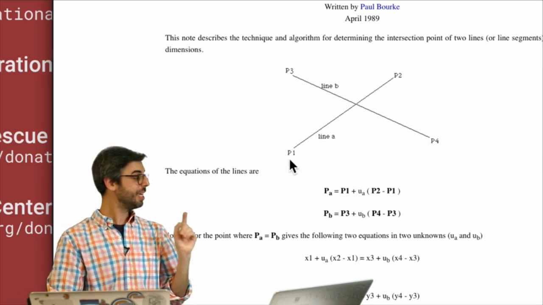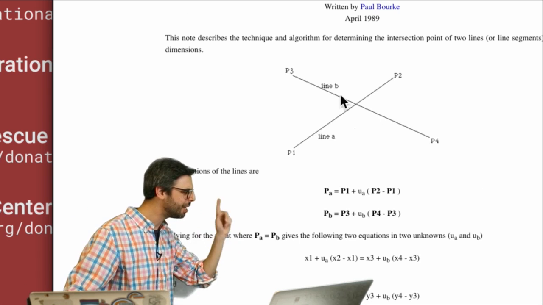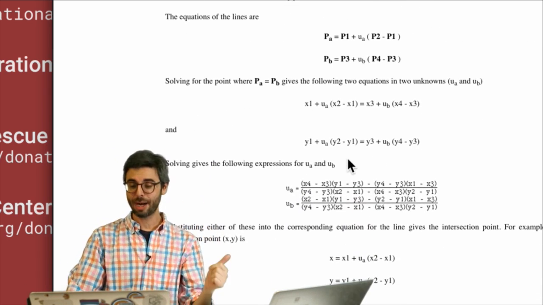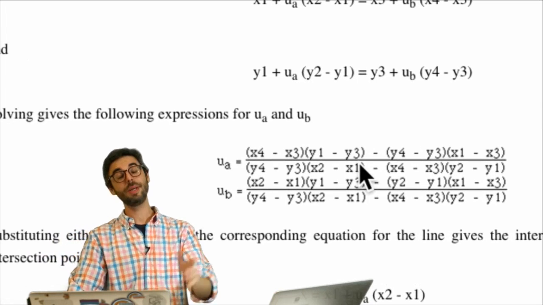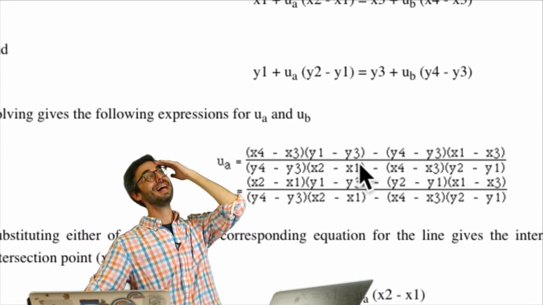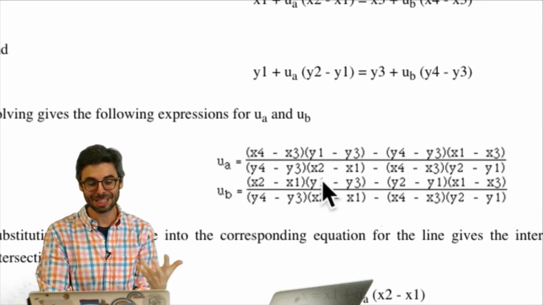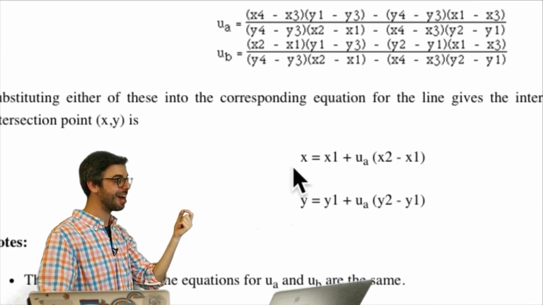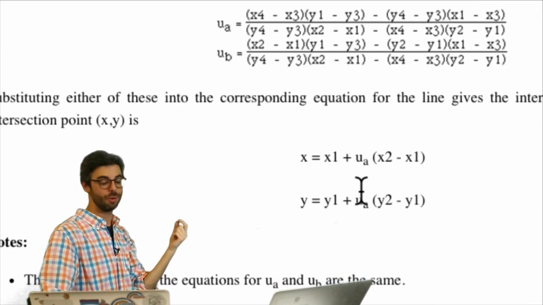If I have P1, P2, P3, P4, P1 being X1, Y1, P2 being X2, Y2, I can use this formula to calculate these two particular values, and then I can find the X and Y intersection point with these two formulas.